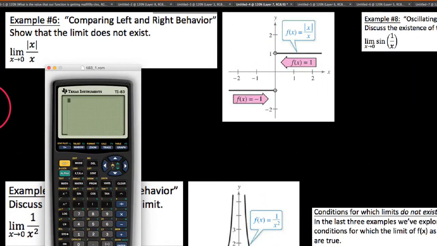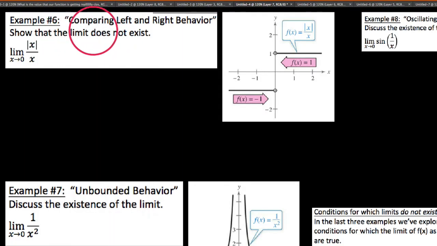Okay, YouTube, we've been looking at and exploring how to evaluate limits using tables and graphs. In this video, we're going to look at three specific instances in which limits tend not to exist. And so let's go ahead and start with example 6 over here. What we want to do is, on all three of these, show that the limit does not exist.